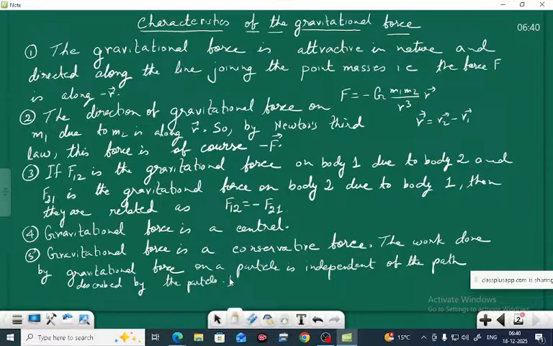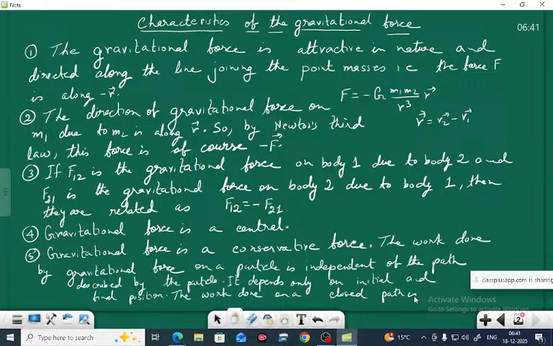The work done by gravitational force on a particle depends only on the initial and final position. And we can say the work done in a closed path is always 0. So we can write that work done in a closed path, W, is equal to 0. These are a few of the characteristics of gravitational force.